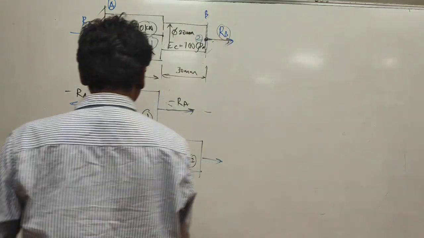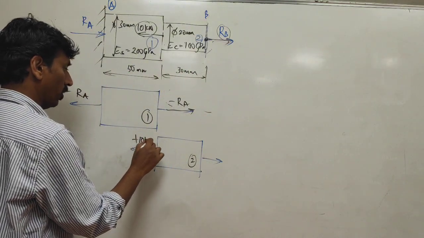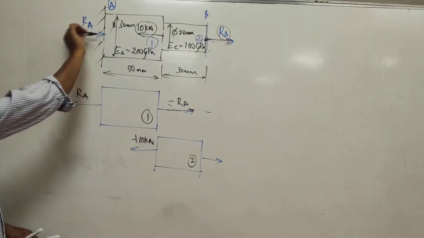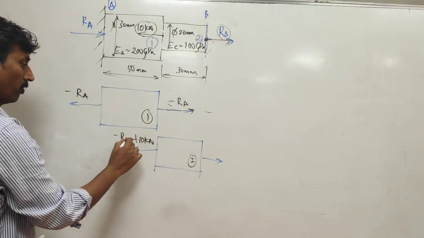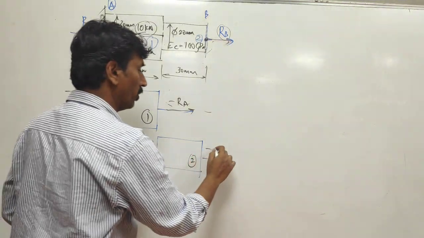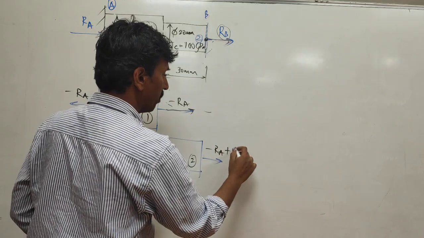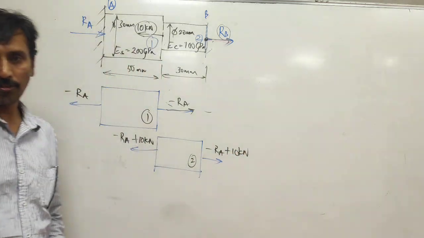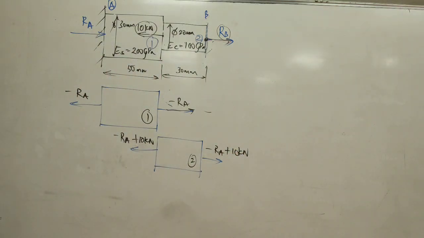One is actually 10 kilonewton. This is plus 10 kilonewton, and then minus RB. The same thing you have to write on the right hand side: minus RA plus actually 10 kilonewton.